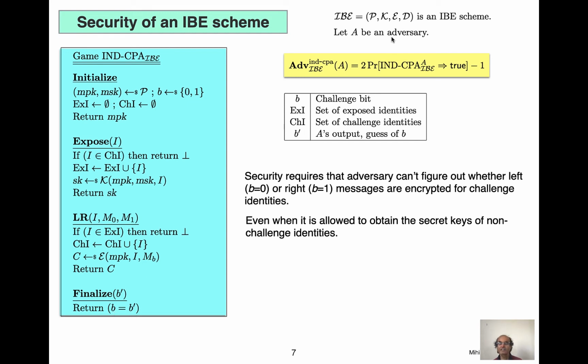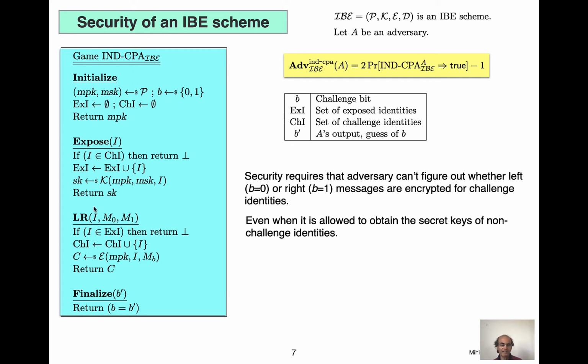And its advantage will be twice the probability the game returns true, meaning twice the probability B equals B prime, minus 1, which is the guessing correct probability scaled away from 1/2. These LR queries, the adversary can make as many as it wants. It can make them for many different identities and can reuse identities as much as it wants.